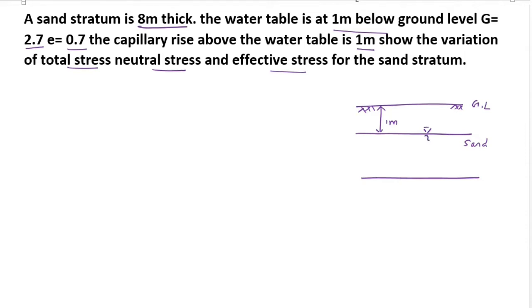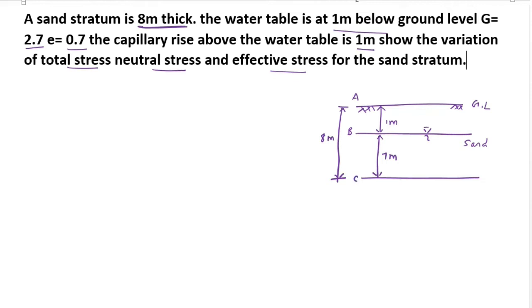So the sand stratum is 8 meter thick, so the total thickness is 8 meter. So total 8 meter, so the remaining portion is 7 meter. So from that there are two layers, and we have to find out the effective stress, total stress and neutral stress. So first we can name the layer A, then this is B and this one C.